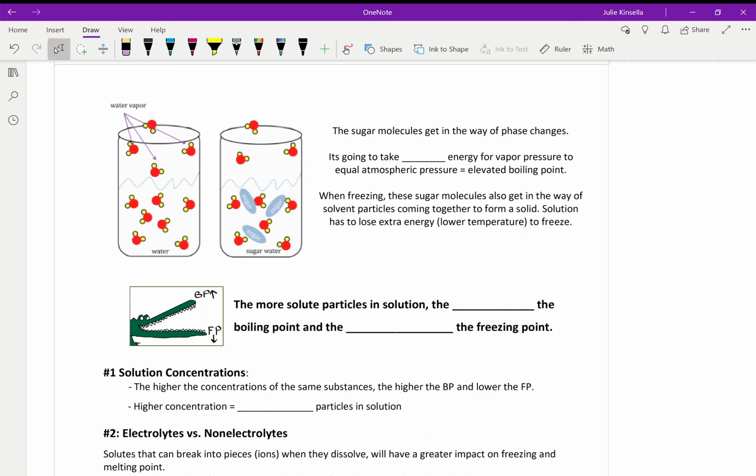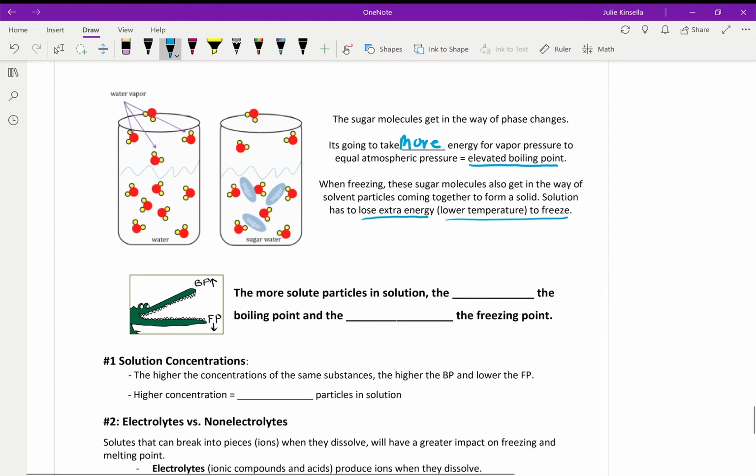We talked about how the solute gets in the way of the solvent. So in this example of sugar, you can see we have pure water and then the sugar molecules come in. Well, because the sugar interacts and attracts the water molecules, it's going to take more energy for the vapor pressure to equal that atmospheric pressure, so that relates to the elevated boiling point. And when freezing, you can think about, in order for water to freeze, those water molecules have to attract each other. Well, the sugar molecules are kind of like little obstacles in the way of that. So they have to lose extra energy, which is going to lower the freezing point when that solute's been dissolved.